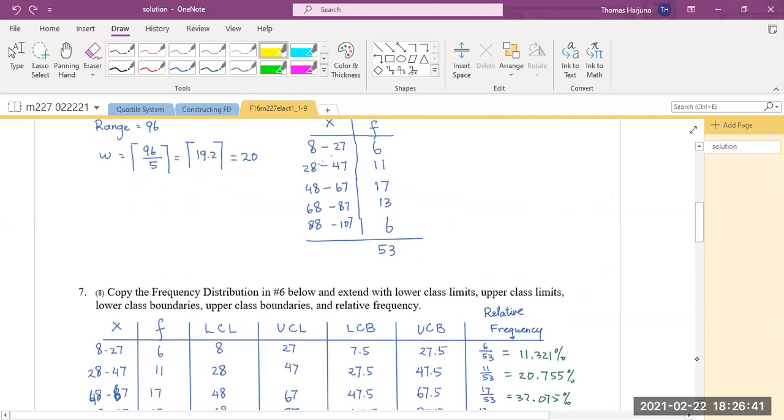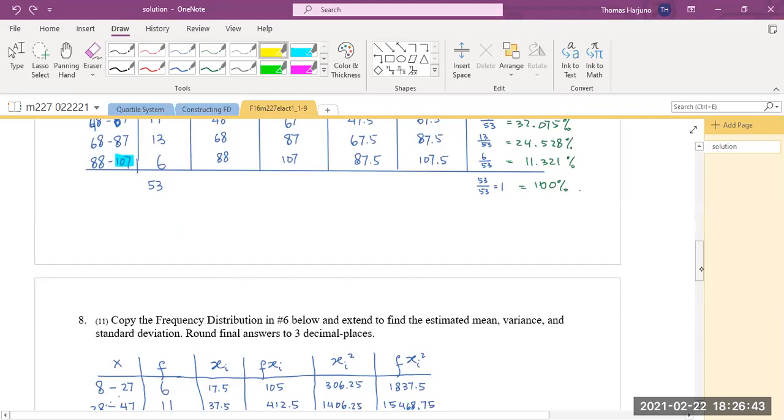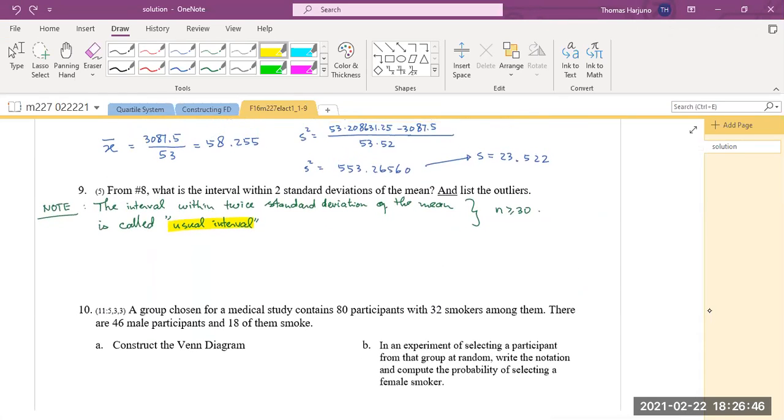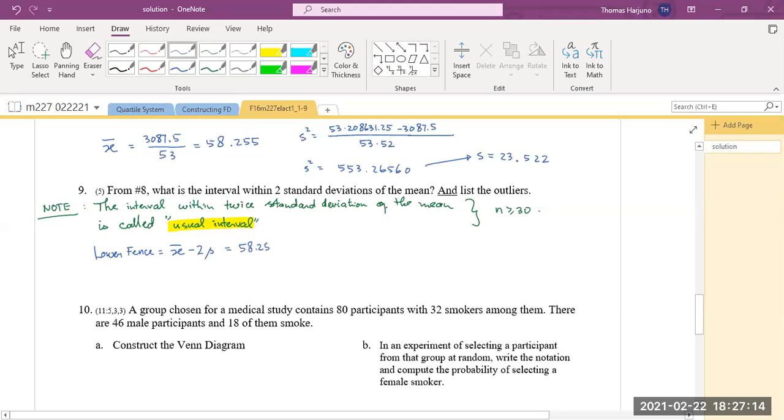So coming back here, before we decide which data is an outlier, we set up the usual interval first. The lower fence is the sample mean minus twice standard deviation. Or in case of population, it will be mu minus twice sigma. This will be 58.255 minus 2 times 23.522.